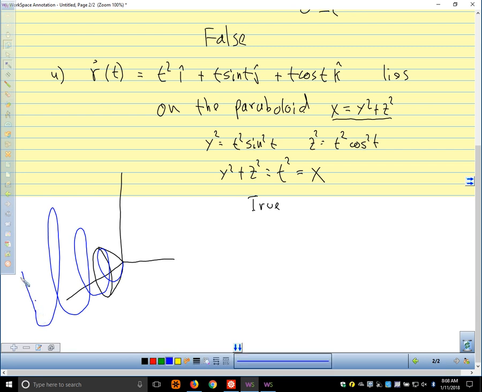If I were sketching it a little more accurately, the coils would get further and further apart as well, because we have this quadratic, we have the t squared. So it would be more and more stretched out as it went further from the origin.